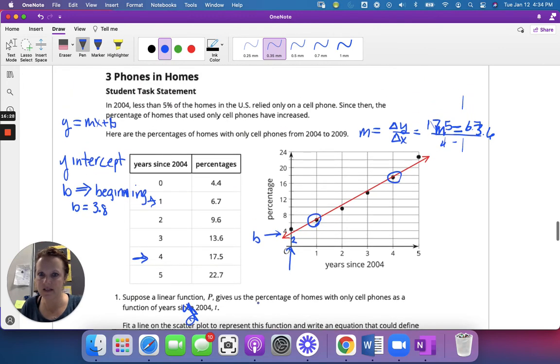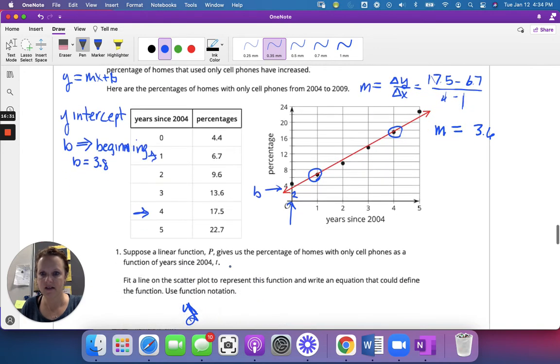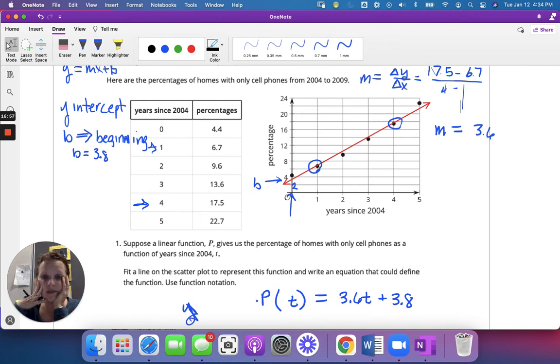So let's see. Suppose P gives the percentage of homes, so we're going to have P as a function of years, which is time, equals M, which is 3.6 times T, plus the y-intercept. So slope and y-intercept. And that right there is the line that represents this function. P of t equals 3.6t plus 3.8. That's where we got 3.6. It's the slope, and 3.8 is the y-intercept.